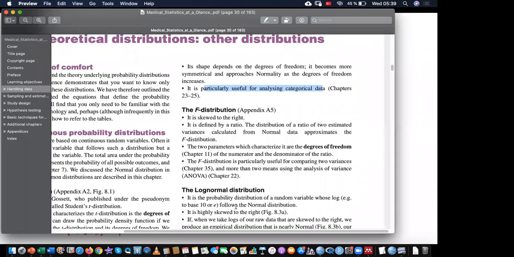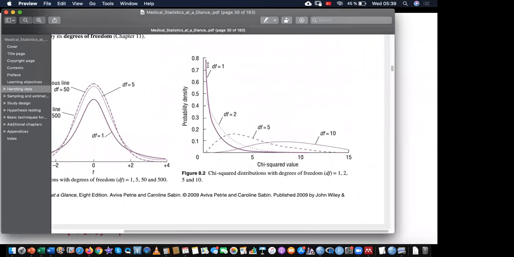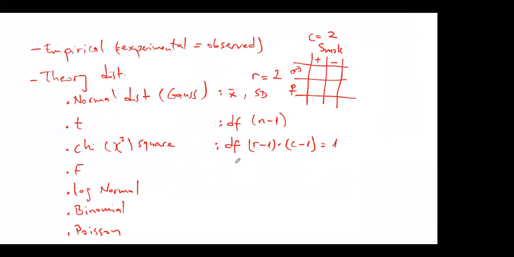Let us look at the chi-square distribution. If you have a degree of freedom of 1, you will have this kind of curve. But as your degree of freedom increases in chi-square, which means you need to have, of course, more cases, then again here, your distribution is approaching normality. It becomes a bell-shaped curve in a chi-square distribution.